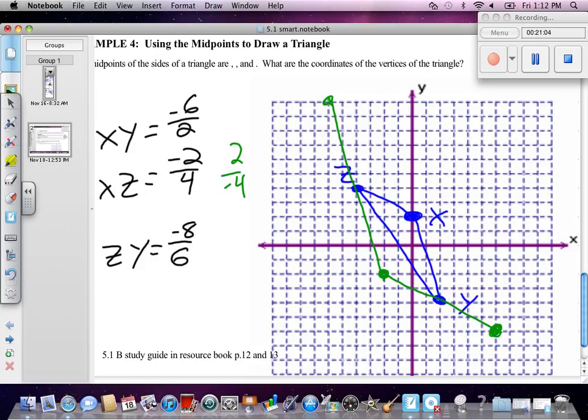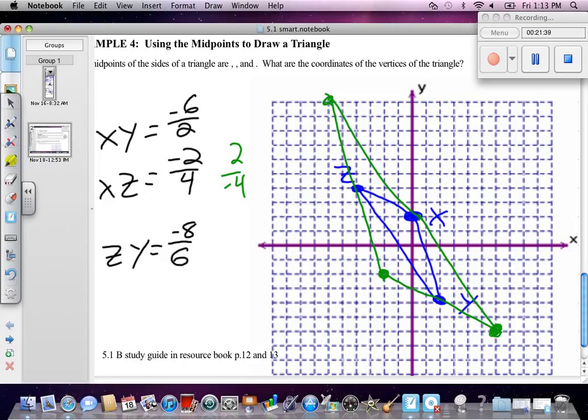Okay. Last one. You want to go opposite ZY, which would be which point? X. So I'm going to go down 8 over 6: 1, 2, 3, 4, 5, 6, 7, 8. Good. And then I'm going to go up 8 over negative 6. Yes.